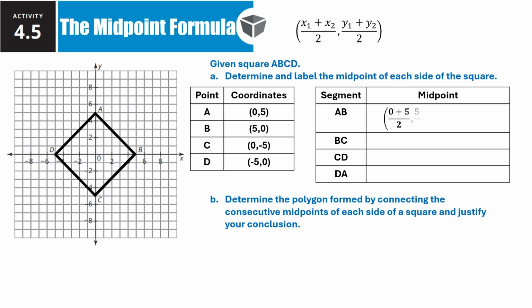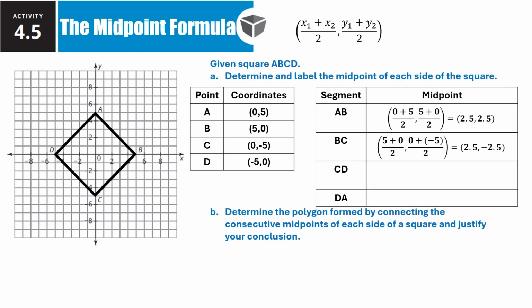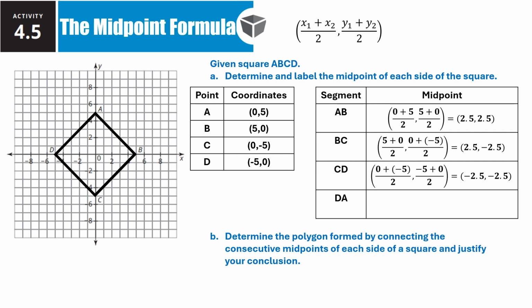The midpoint of the first segment is 2.5, 2.5. The midpoint of the next segment is 2.5, negative 2.5. The midpoint of the next segment is negative 2.5, negative 2.5. The midpoint of the last segment is negative 2.5, 2.5.